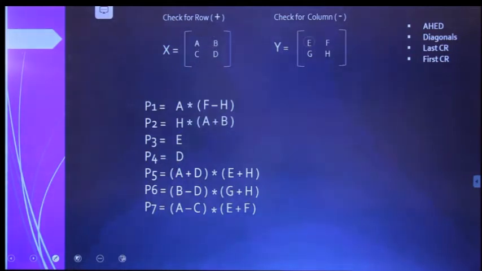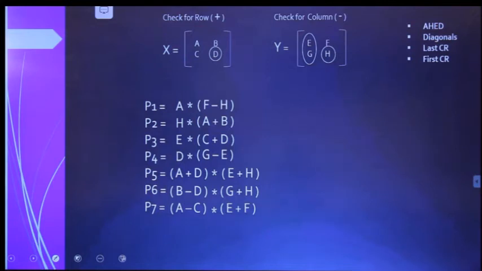Now consider P3. In P3 we have E. The opposite corresponding element of E is A. And since A is in X, we will check for rows, and the opposite row is CD. And we will use positive sign here as we are considering the row, so we will write C plus D. Now consider P4. The element of P4 is D, and the opposite element is H. Since we are in Y, we will consider column, and the opposite column is GE. And since it is a column, we will write G minus E. Now we have developed a way to derive these 7 formulas.